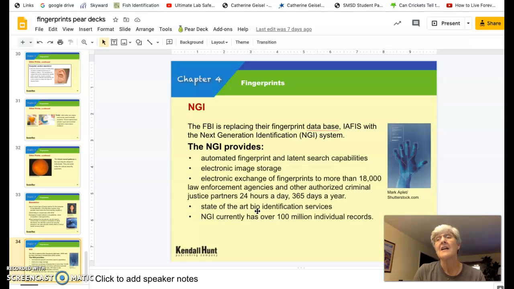365 days a year. So they are really trying to coordinate with all of the state as well as local agencies so that all of those get uploaded onto that. They're state-of-the-art biological identification services, and there are over 1 million individual records. Of course, it doesn't do you any good if the person isn't already in the system, but if they have a record, they can now coordinate and search and find that.